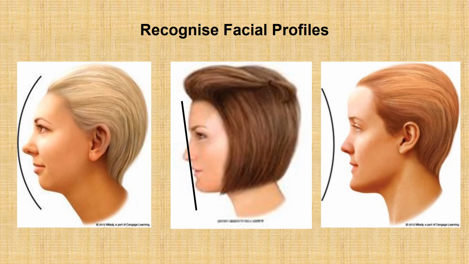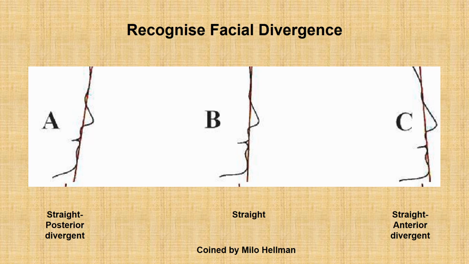Students should learn to recognize facial profiles. The ideal facial profile is what is known as a straight facial profile, and in class 2s what we see is a convex facial profile, whereas class 3s tend to have a concave facial profile. Now, facial divergence is only relevant to a straight profile. The profile may be straight, or it can be divergent posteriorly or divergent anteriorly.